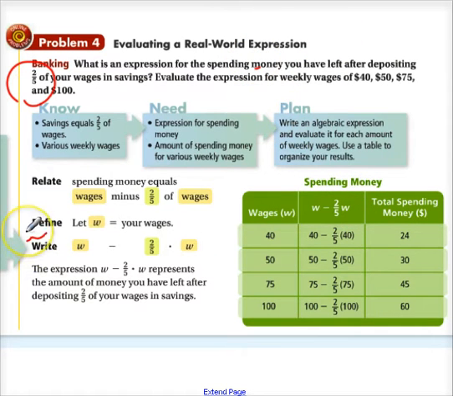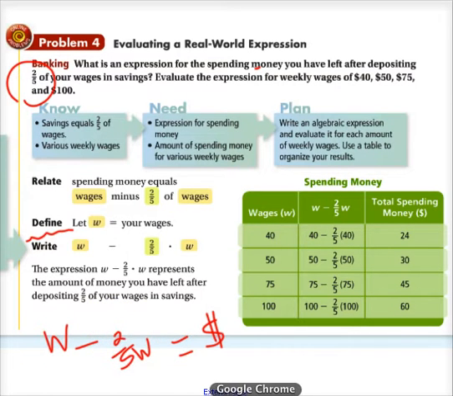All right, so first you want to define a variable. Let's let W equal how much we make. So pretending they didn't give us these values, on a general day, we make W. And we're trying to find how much spending money we have left. So to get spending money, we take what we make, our wage, and we subtract what goes into the savings account. It says that we deposit 2/5 of what we make. So that's 2/5 times our wage. If we subtract that from our original wage amount, we should get our spending money.